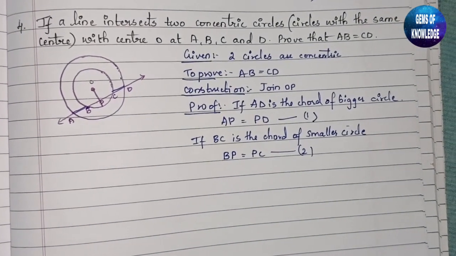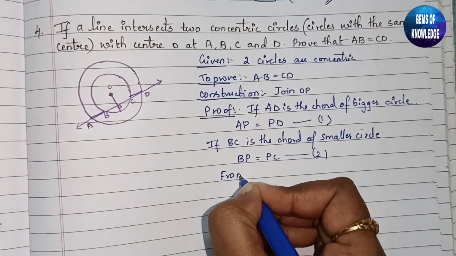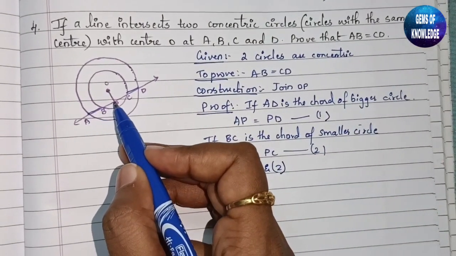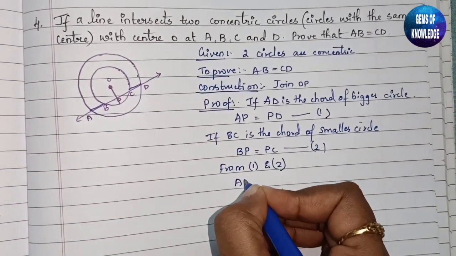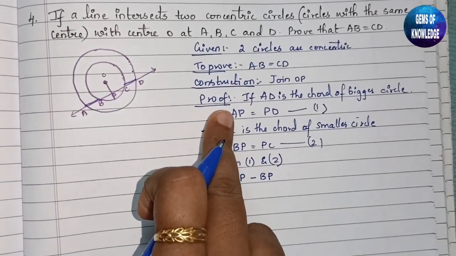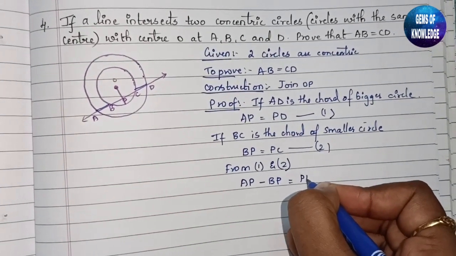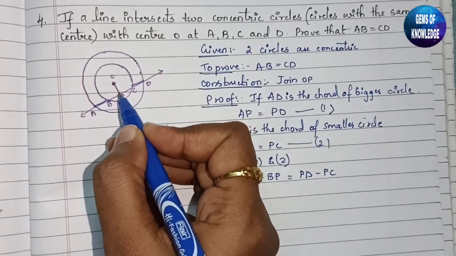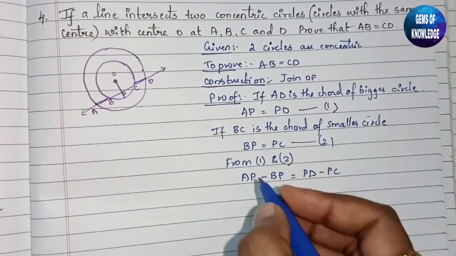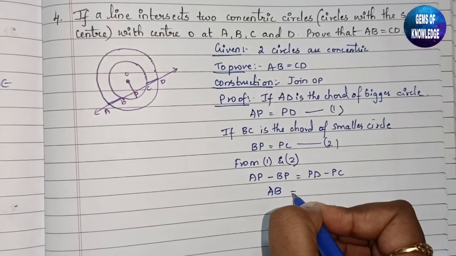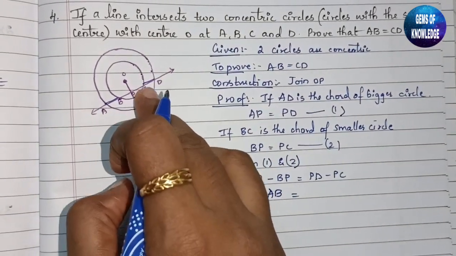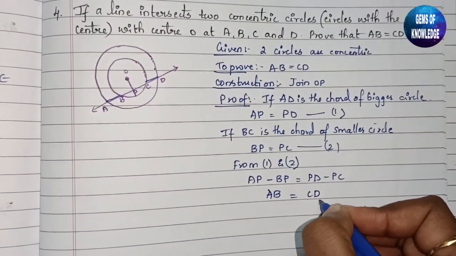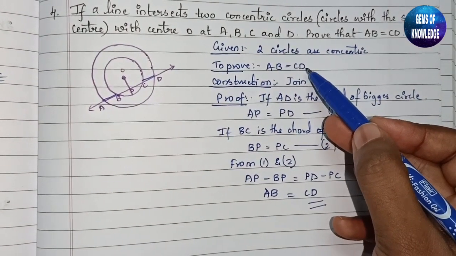Then from equation 1 and 2, we can say that AP minus BP is equal to PD minus PC. Just see, in this AP, if we cancel this BP, we get AB, which is equal to, in this PD, if we cancel this PC, we get CD. That is what we needed: AB is equal to CD.